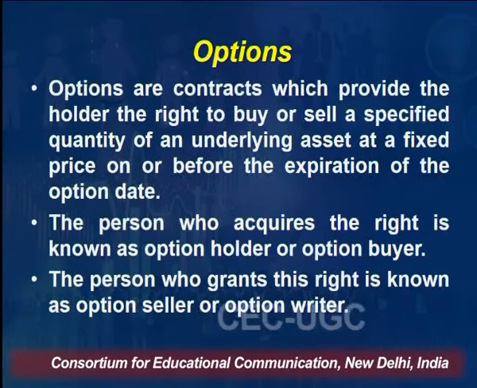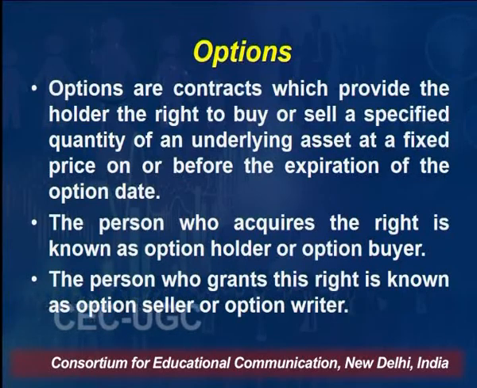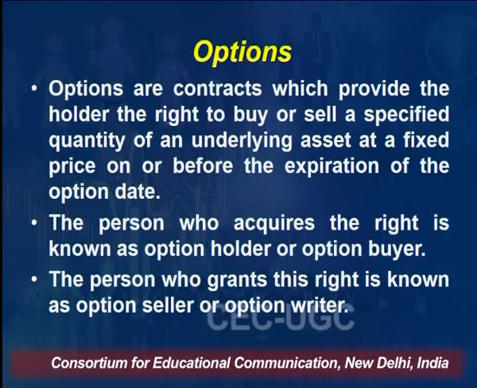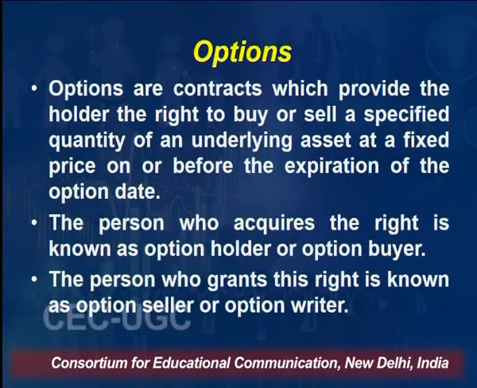So what do options mean? Options are contracts which provide the holder the right to buy or sell a specified quantity of an underlying asset at a fixed price on or before the expiration date of the option. If you go by these lines, you find that there are two parties. One is called the buyer, the other is called the seller. The buyer is called the option holder and the seller is called the option writer.